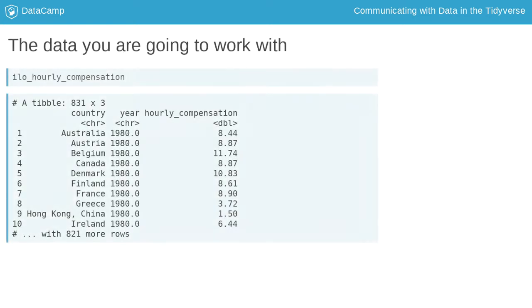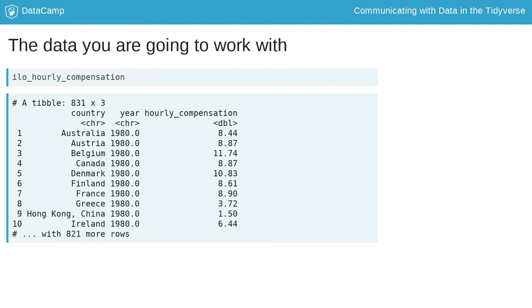The other dataset you're going to use contains another indicator, the so-called hourly compensation. Basically, it's the amount of compensation, that is, wages but also other benefits employees get for each non-working hour. Also in this dataset, each row represents the amount of hourly compensation in US dollars per year per country. So for example, in 1980, people in Australia were given 8.44 US dollars of compensation for each non-working hour.